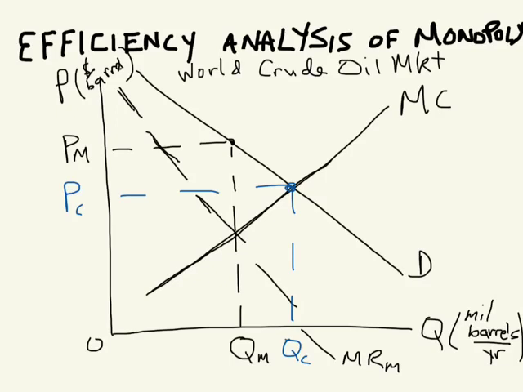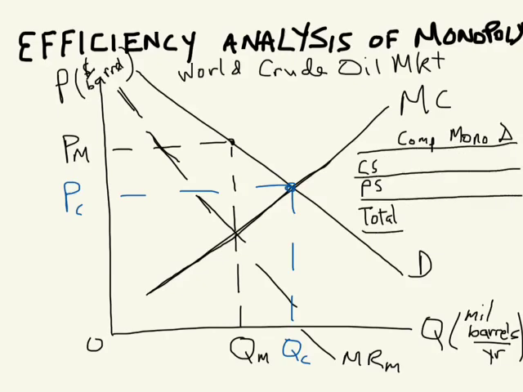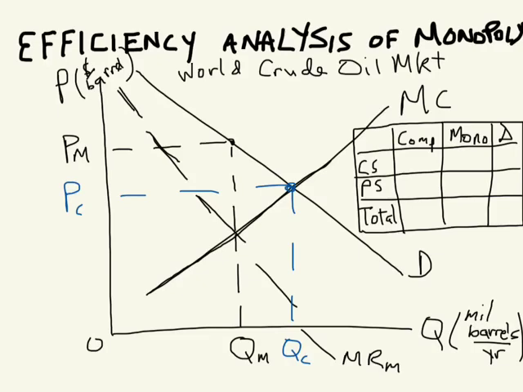sector by sector analysis. Consumer surplus, producer surplus, total, and we'll look at competition and monopoly and the change. I'm scrunching a little bit here, but I think I can do it. And I have to letter up my areas, A, B, C, D, E, F, G, H.